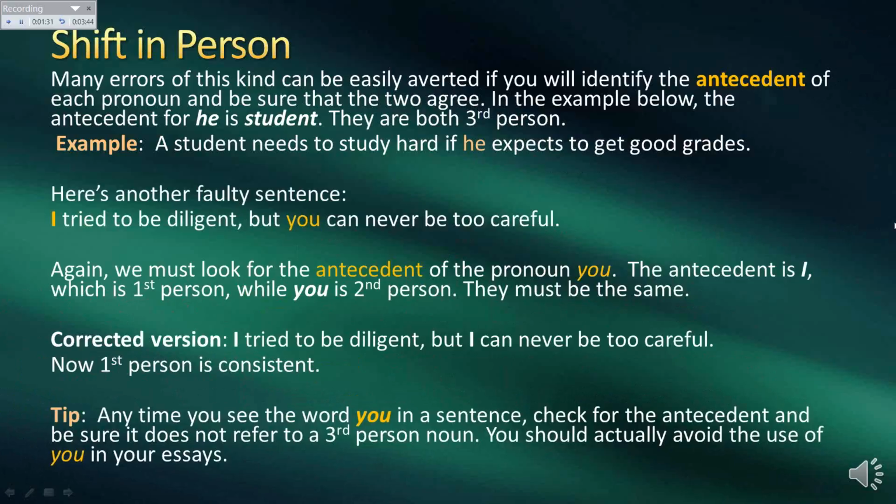Now, here's a tip. Anytime you see the word you in a sentence, immediately check for the antecedent and be sure it does not refer to a third person noun. Actually, you should always avoid the use of you anyway in your essays.